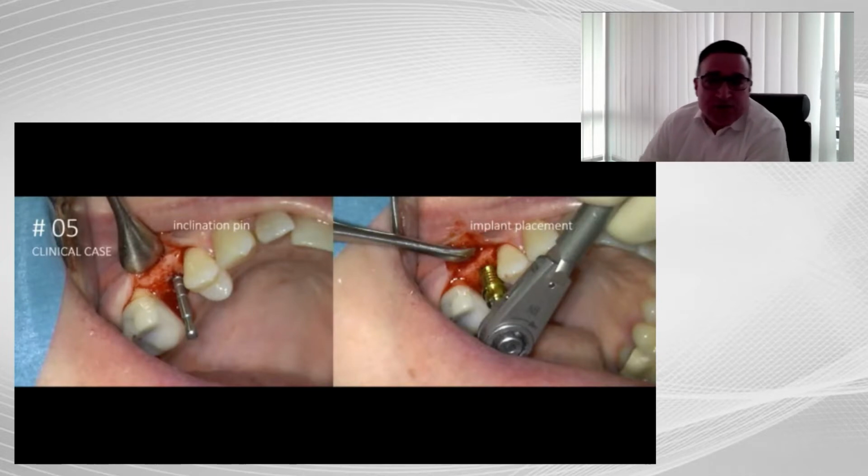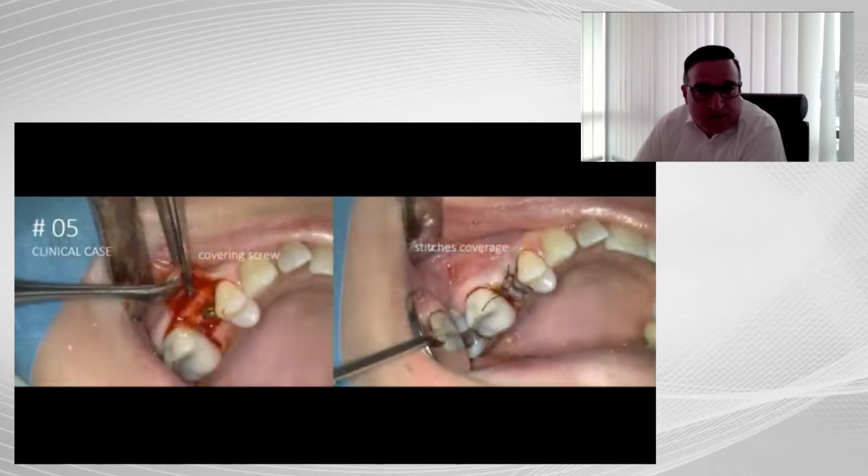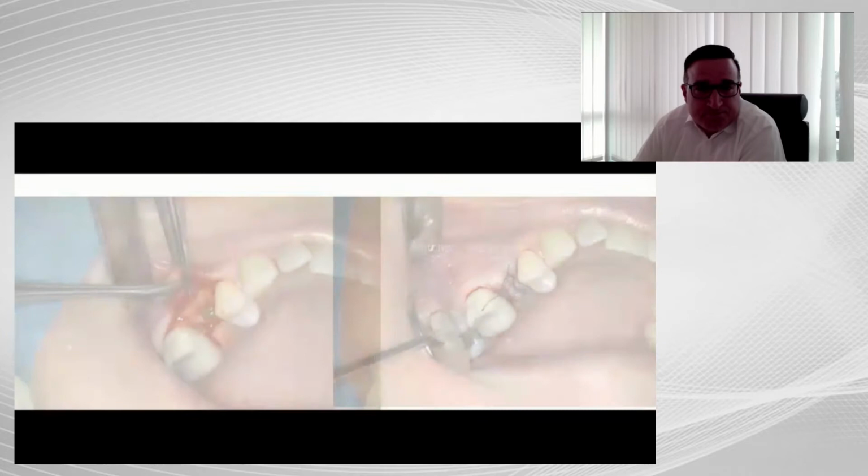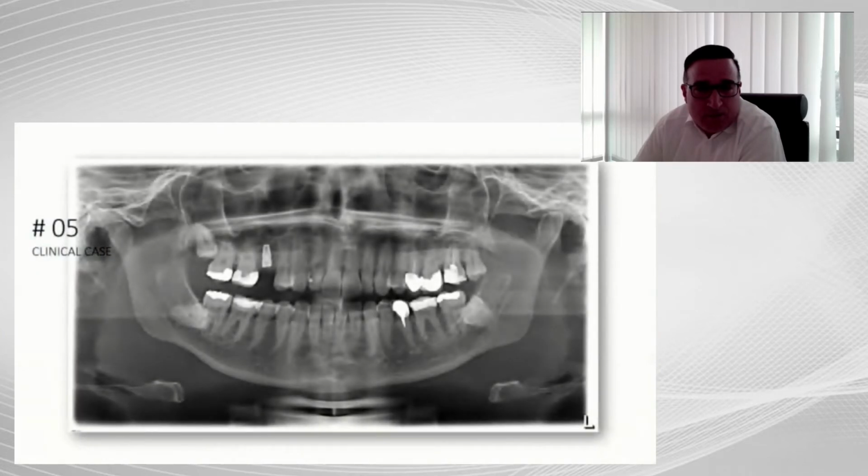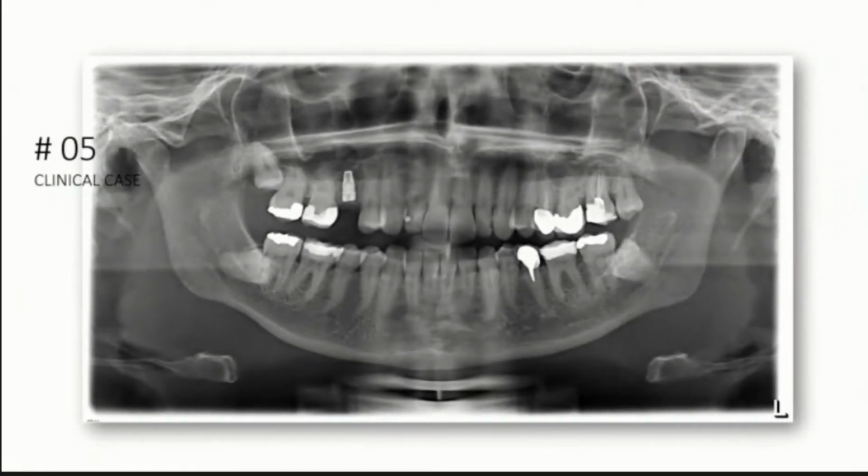Right, you can see the implant placement. We like to bring the implant into the final position with the ratchet. And then here, the inserted covering screw and the suture at the end of the treatment. And here you can see the post-operative panoramic X-ray. You can see the placed implant, the position of the implant. This case, dear ladies and gentlemen, is a current case. It's still in the healing period, so the documentation for this case ends here.